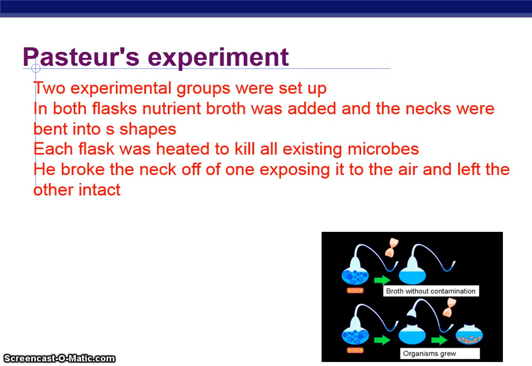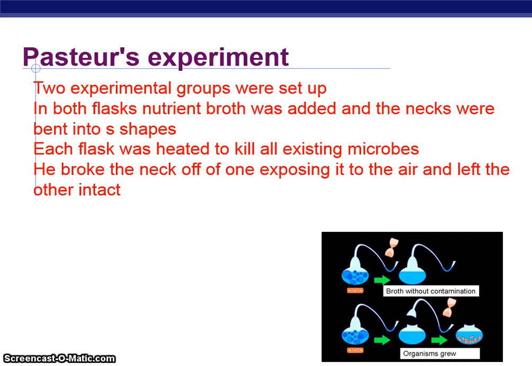He set up two experimental groups. He had identical flasks that he filled with nutrient broth, kind of like chicken soup. He then stretched the necks of these glass flasks and bent them into S shapes, which would prevent contamination from entering. He then heated each flask to kill all the existing microbes. For one group, he broke the neck off, exposing it to the air, and the other he left intact.